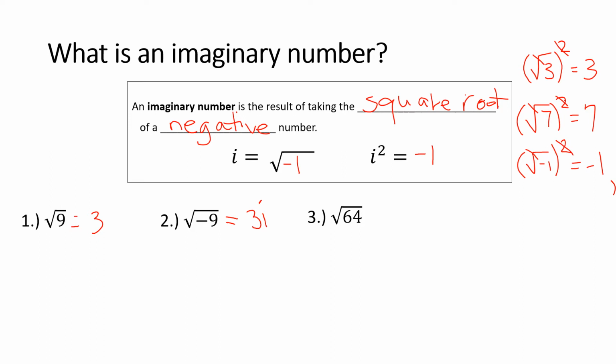Example 3, square root of 64. Well, the square root of 64 is 8 because 8 squared is 64. So then what's the square root of -64? It can't be +8 because +8 squared is +64. And it can't be -8 because -8 squared is also +64. That means this is going to be an imaginary 8. 8i.